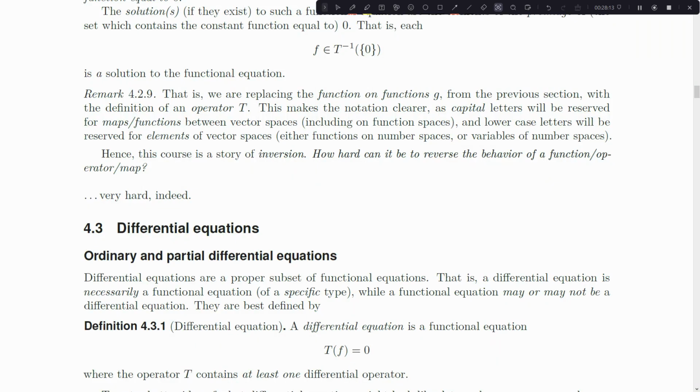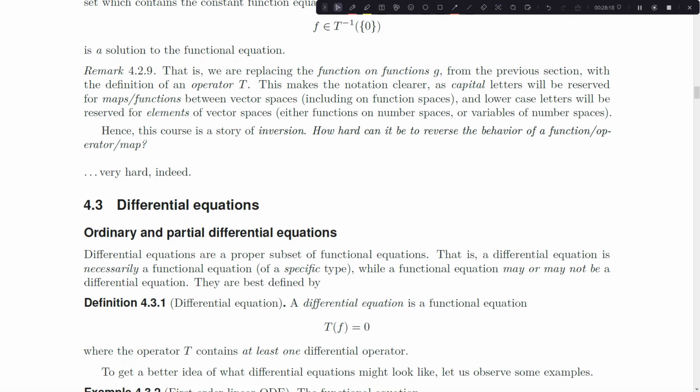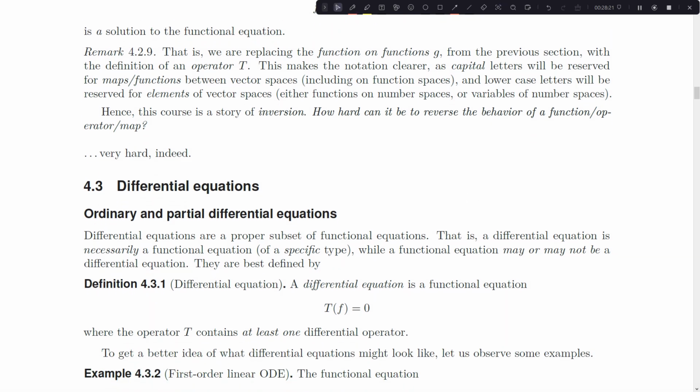If T doesn't have any derivatives, I no longer have a differential equation. I have some sort of other functional equation. So let's look at some examples. I'm going to call this one the first order linear ODE.